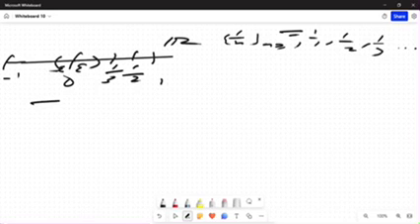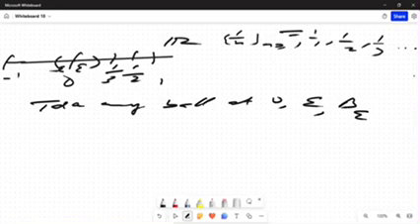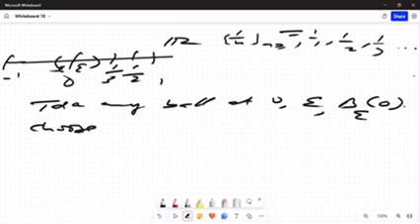So if you take any ball at zero, of course, with radius epsilon, so B epsilon is the ball with radius epsilon centered on zero. Now choose your n. Recall that for this to happen, there must be a particular natural number n naught such that for all n greater than that n naught, this will happen.